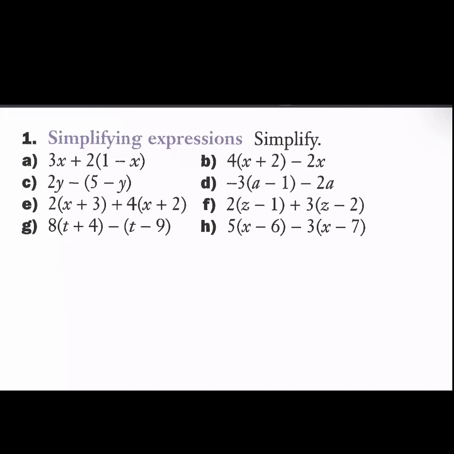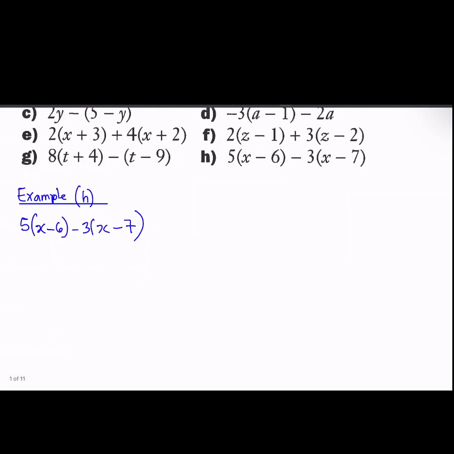So let's take the last question here as an example. Suppose you want to simplify the expression 5 times x minus 6 minus 3 times x minus 7. Basically, you just take the 5 and multiply. This process is called the distributive property. And please note that whenever you're distributing with a negative number, you're multiplying the entire contents of the bracket by negative 3, not just 3, okay?